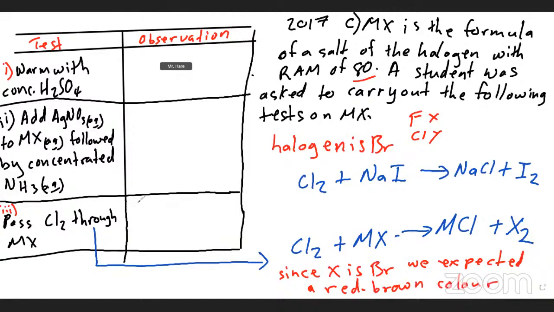All right. I would say a red brown color will be produced. Any area you want to put it, but I'm just writing that a red brown color will be produced. If you want to say this solution will turn red brown, however you want to say it.